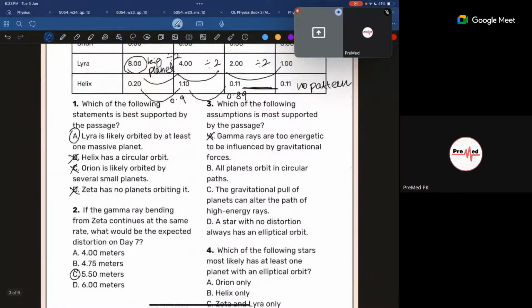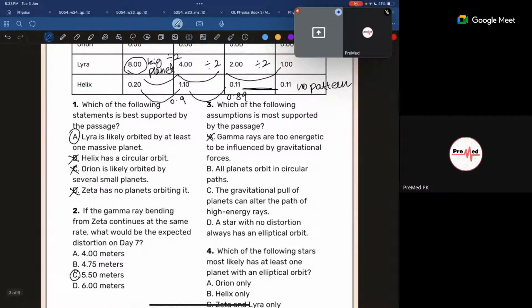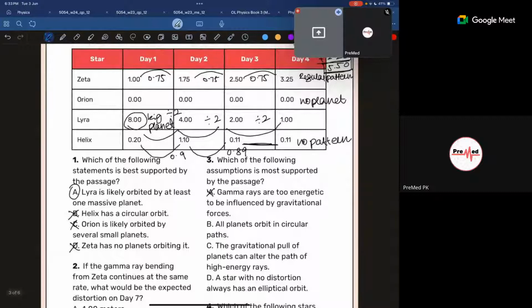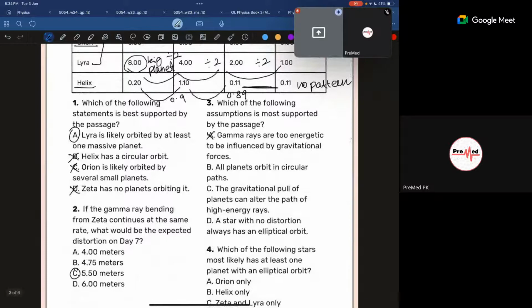So this is wrong. Part B is all planets orbit in circular paths. This is also wrong because we can only see that two planets, that is Zeta and Lyra, have a regular and repeating pattern. So these two could be orbiting in a circular or elliptical path. While Orion has no planets, so there is no circular path, and Helix is irregular, that is no pattern at all. So in this way, B is also wrong.